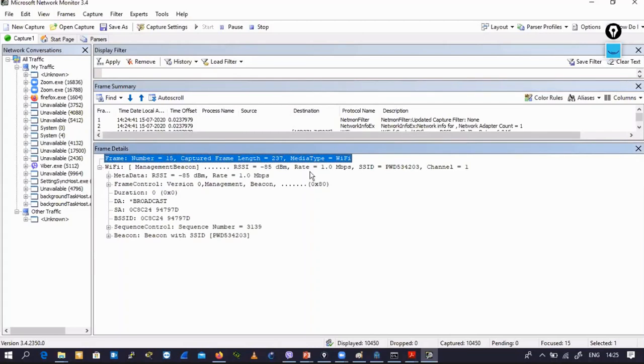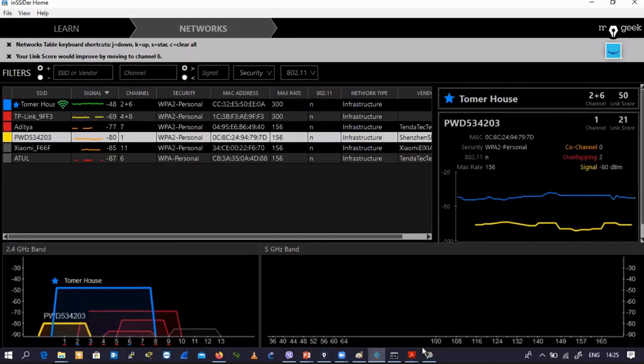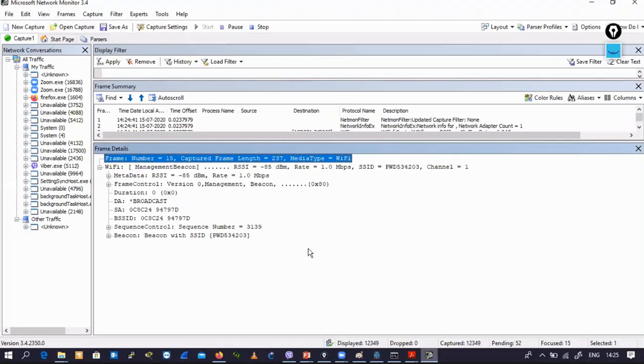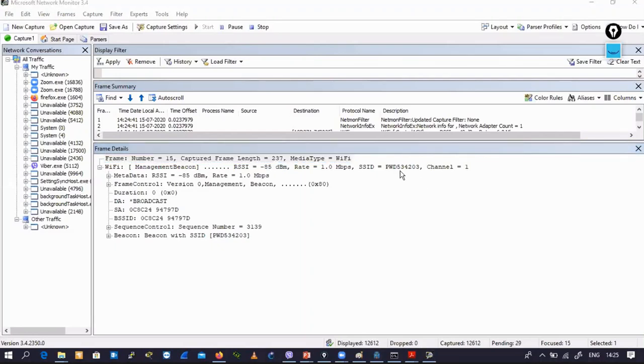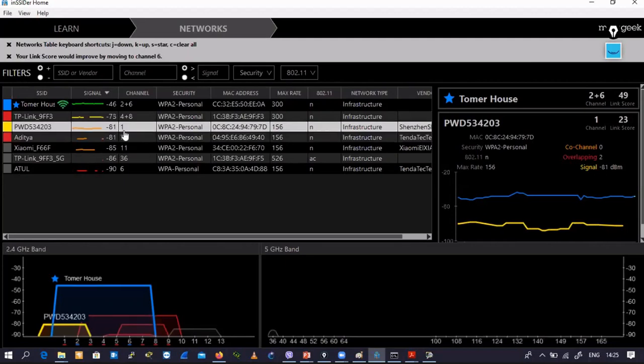open this Wi-Fi packet, which is a management beacon with RSSI 85 dBm, and the rate also. And what about the SSID? The SSID is PWD. Where is PWD? Let me find it. This is PWD, PWD 534203, and you can see I have the same information. This is 5342. And this is actually the beacon packet; it carries the SSID information and the channel information also. Go to that and you can see the information is true. Please follow my mouse and you can see the channel number is 1, which is the 2.4 gigahertz frequency.